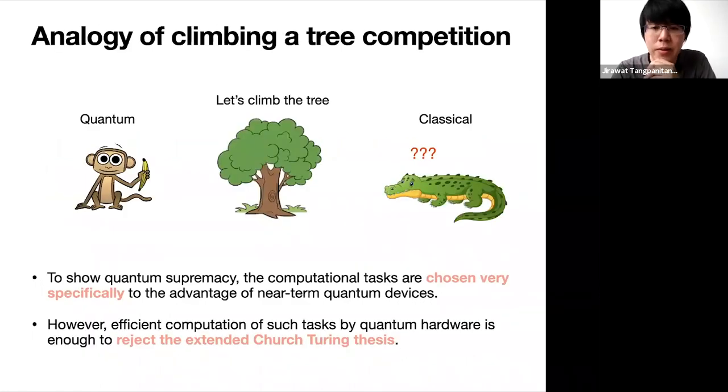Now, as you could have noticed, the question is specifically chosen to the advantage of the near-term quantum devices. It's like you have a monkey and a crocodile, and you ask them to climb a tree. Obviously the monkey is going to win. However, this is not the point, because the point here is we want to show that there exists an experiment that can reject the extended Church-Turing thesis. And this experiment is enough.